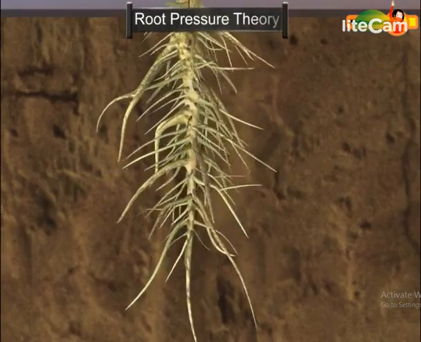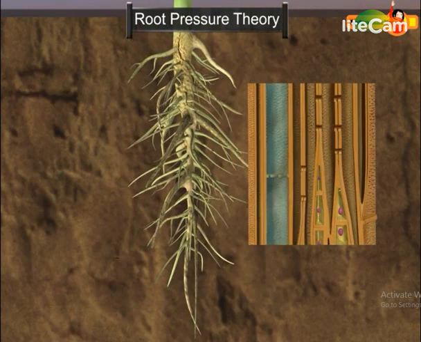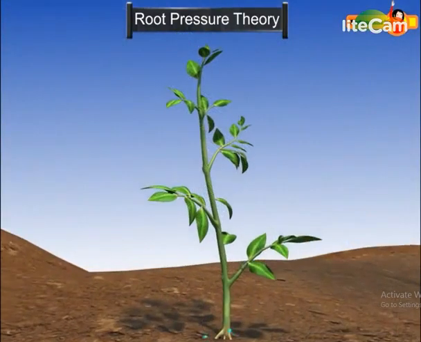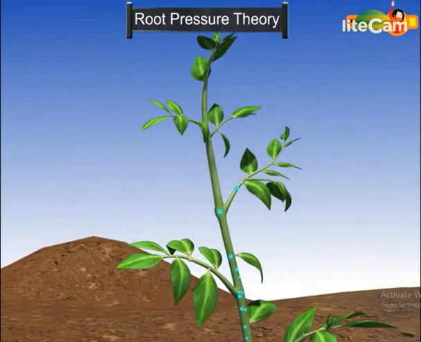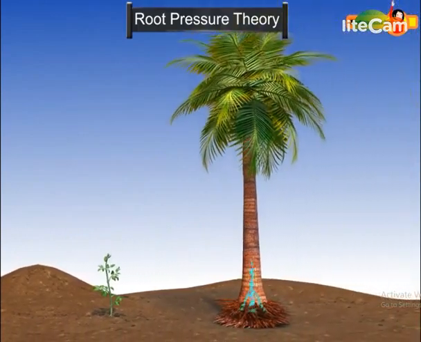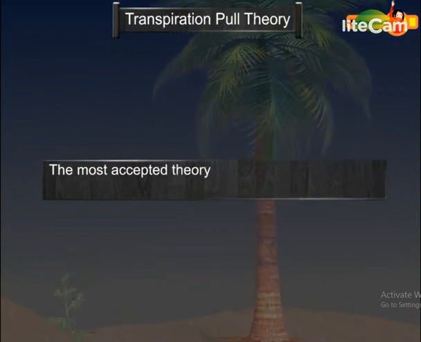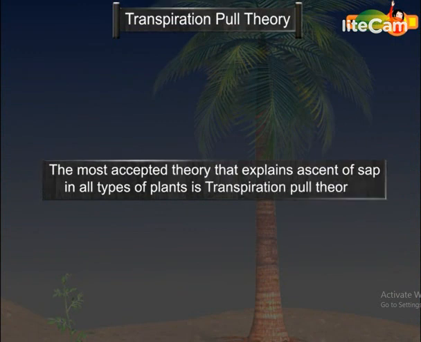The root pressure theory explains the root pressure with which the water is pushed up by the xylem of the roots. Although the root pressure does exist and facilitates the flow of water till a short distance, it cannot support the ascent of sap in trees. The most accepted theory that explains ascent of sap in all types of plants is transpiration pull theory.